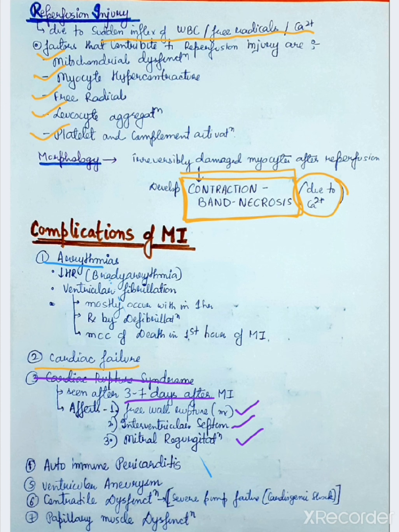And fourth complication of MI is autoimmune pericarditis. Fifth is ventricular aneurysm. Aneurysm means dilatation. And sixth is contractile dysfunction, where there is severe pump failure because of cardiogenic shock. And seventh one is papillary muscle dysfunction.